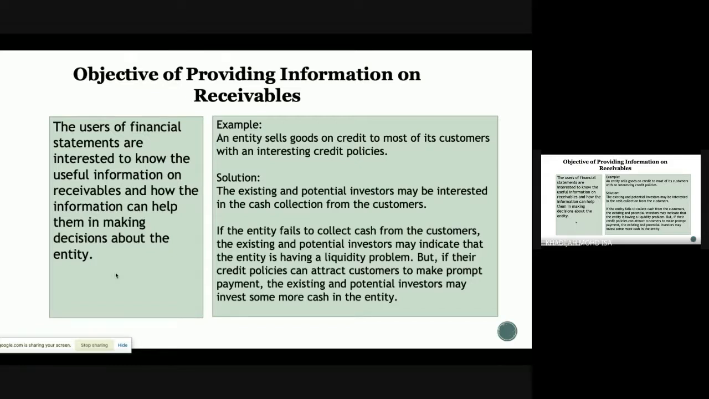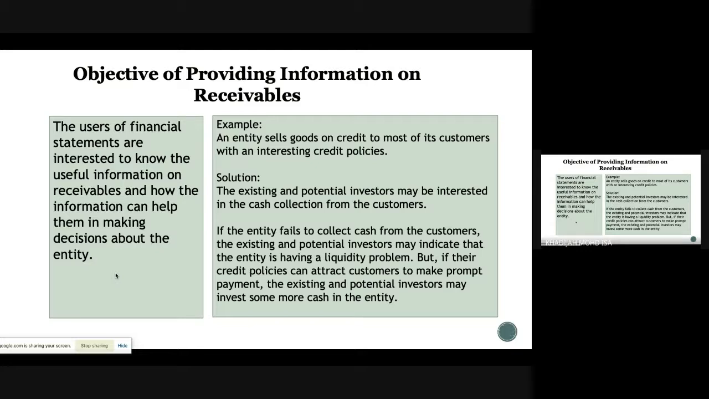Remember that at the end of the day, it's always about so what. You provide information about receivable, so how can I make use of the information about the receivable in the financial statement? For example, here we have an entity that sells goods on credit to most of its customers with an interesting credit policy. The existing and potential investor may be interested in the cash collection from the customers, because when you make sales on credit, it means you make sales and then collect the money later.